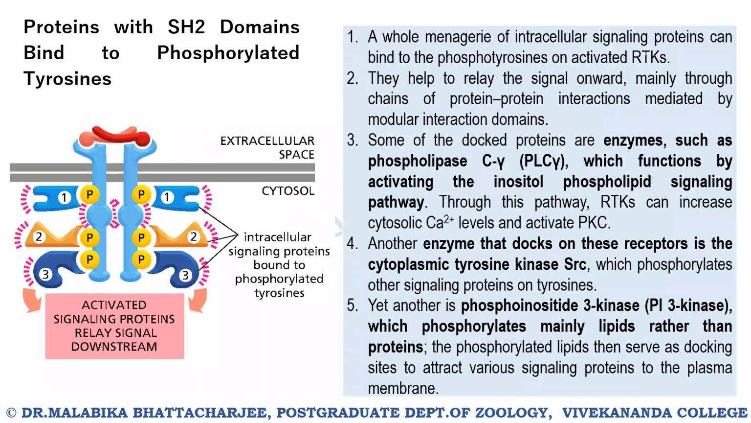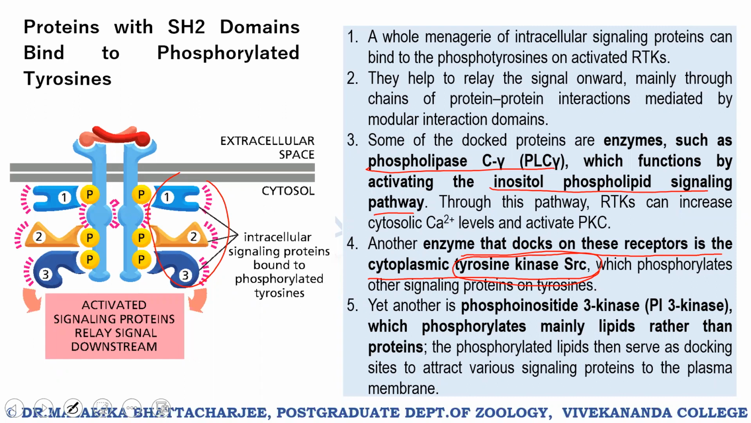So the moment these proteins are docked on the phosphotyrosines, many of these proteins are enzymes. So they can be phospholipase C gamma, which functions by activating the inositol phospholipid signaling pathway. Some of the enzymes that dock on these receptors is the cytoplasmic tyrosine kinase, SRC. SRC is a family of kinase proteins.